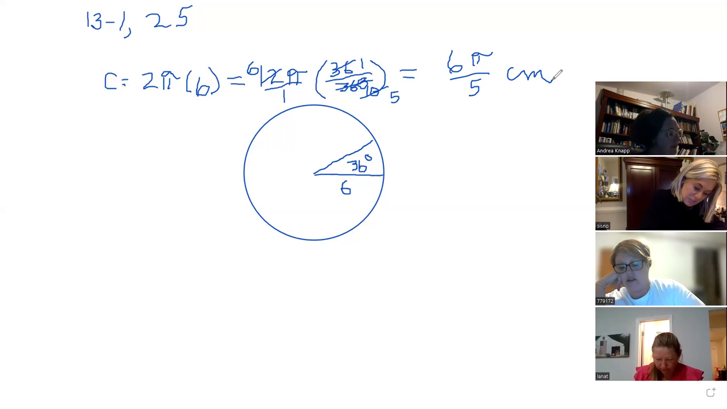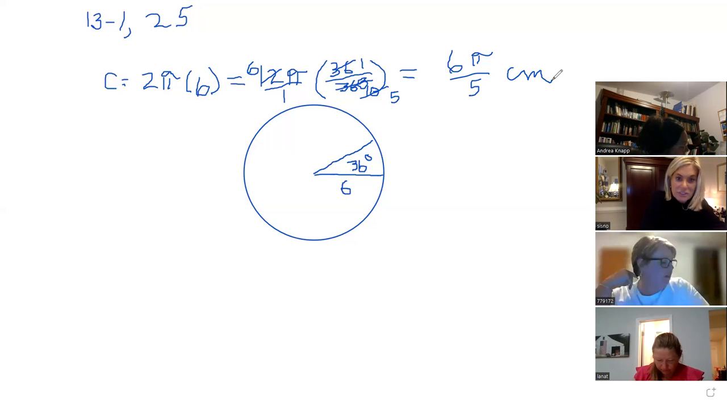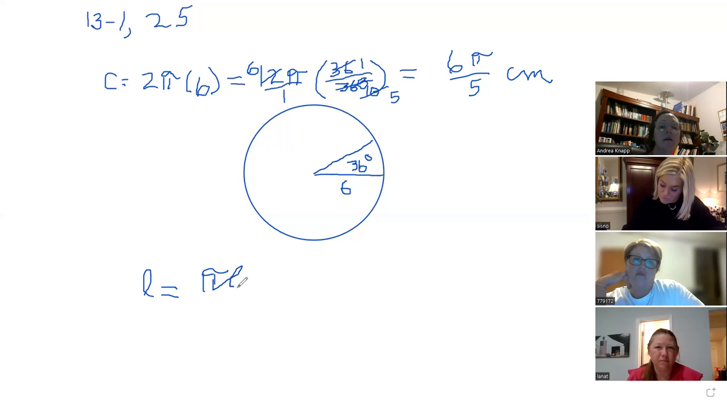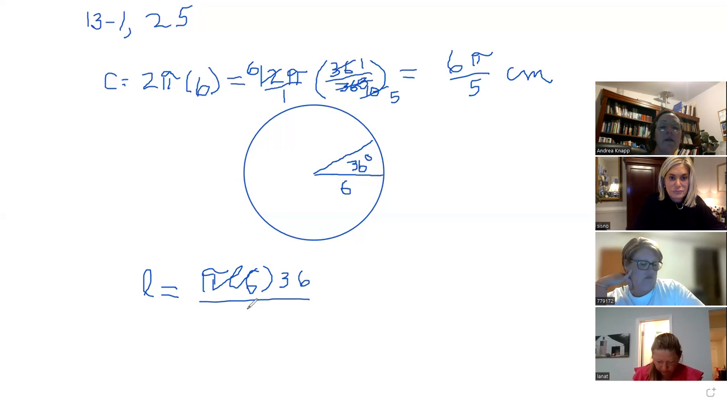Is that an arc length formula? Let's see. Yes, it's L equals pi r theta over 180. Let's see if we get the answer when we do it that way. Arc length is pi times 6 times 36 over 180.